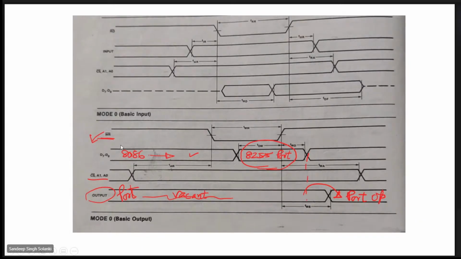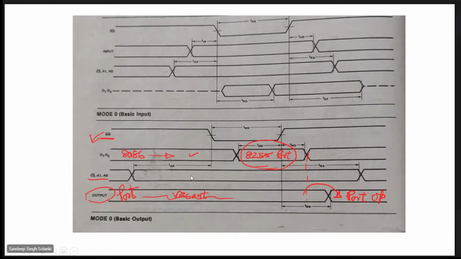Okay, so just see what is happening here. There are two timing diagrams, one on top and one at the bottom. The top is telling you about the inputting of the word from the port, and at the bottom you have the outputting process.